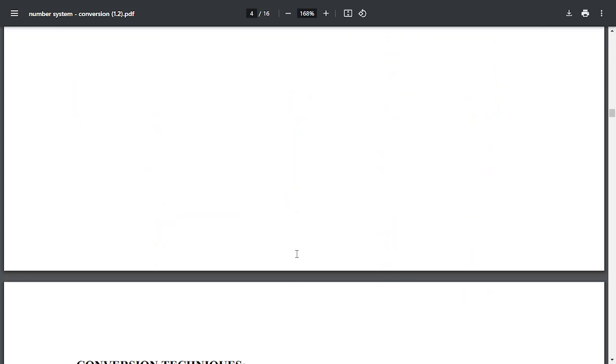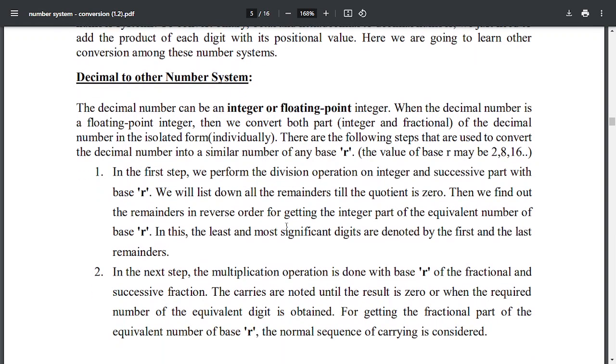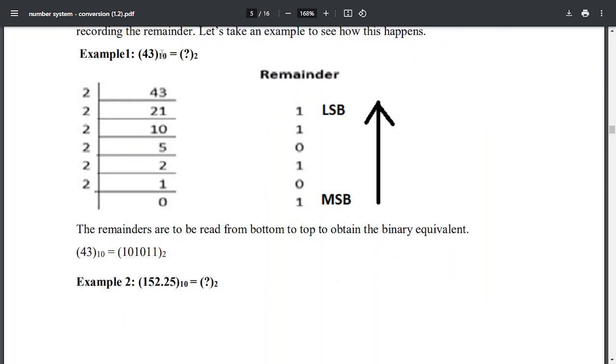Next, we'll see the conversion techniques. In conversion techniques, there is decimal to other number systems. That means if I am converting a given number to octal, hexadecimal or binary, what is the procedure? Let us get into it. Now 43 is given in decimal. We'll see how it can be converted to binary.